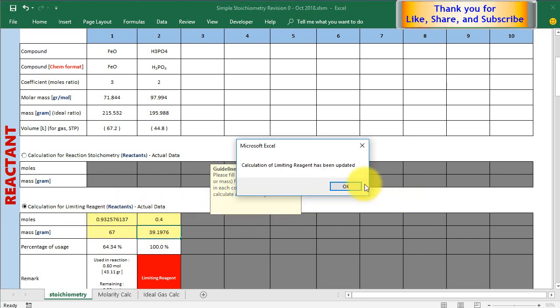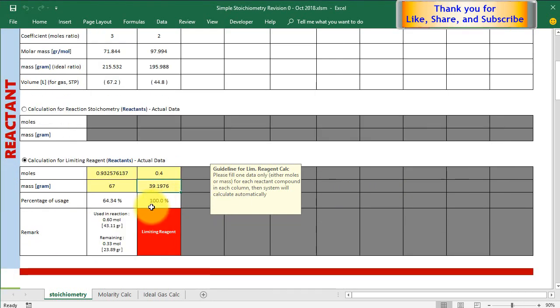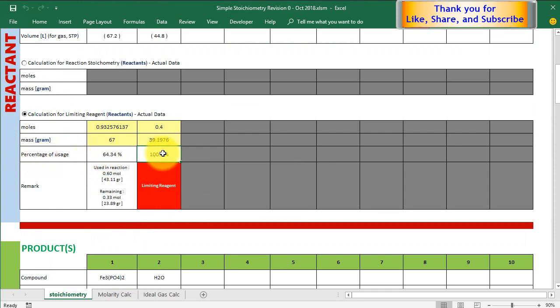Alright, with this composition, the calculation of the limiting reagent has been updated. With this composition, the calculation shows us that phosphoric acid will be the limiting reagent because the percentage of usage is 100%, and the iron oxide will be in excess, and the remaining is about 0.3 moles, or about 23.89 grams, only 64.34%. And how about the end product?